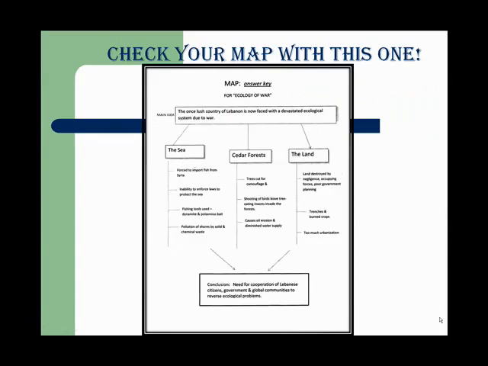Map answer key for Ecology of War. The once-lush country of Lebanon is now faced with a devastated ecological system due to war. Where? On the sea. They're forced to import fish from Syria. They have an inability to enforce laws to protect the sea. Fishing tools: dynamite and poisonous bait, pollution of shores by solid and chemical waste.